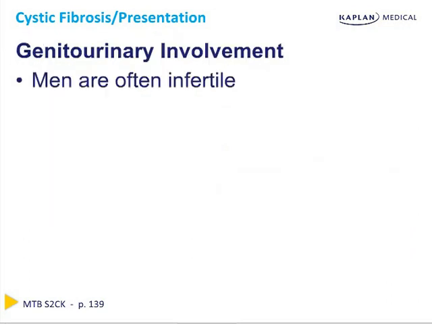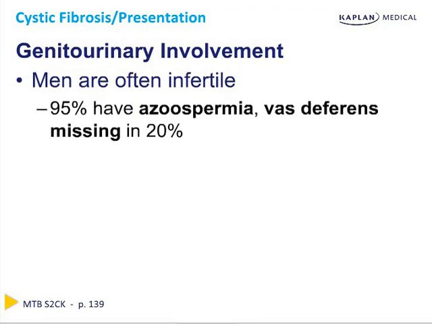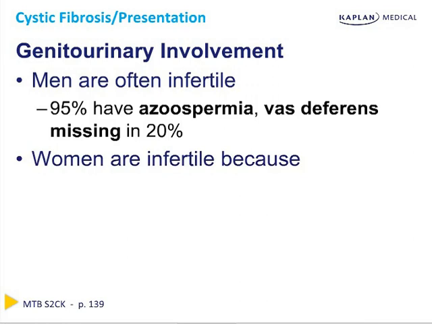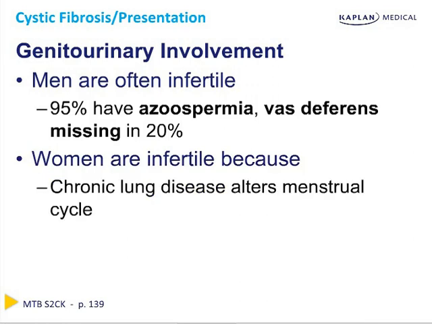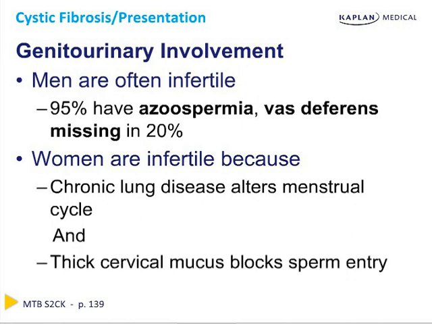The GU involvement in CF will leave men infertile, and 95% of these are because of azoospermia. However, the vas deferens are just missing in 20% of men with CF. The women lose their fertility because of chronic lung disease that alters the menstrual cycle, and patients have thick cervical mucus that really does block the ability of sperm to enter into the uterus.